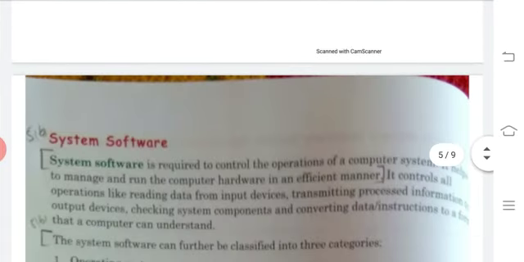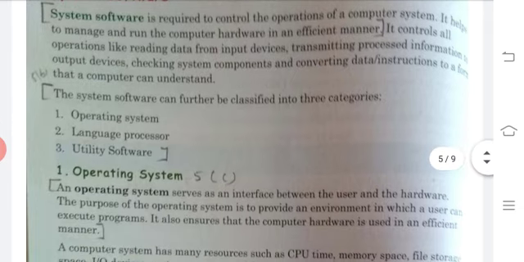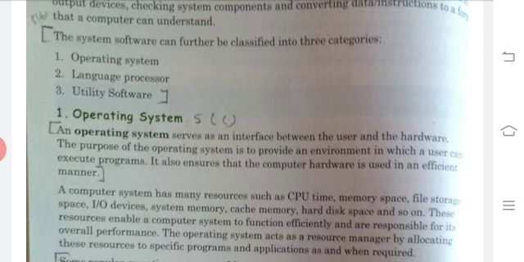So here your answer is system software. B, system software is required to control the operation of a computer system. It helps to manage and run the computer hardware in an efficient manner. After that you can write the system software can be further classified into 3 categories: operating system, language processor and utility software. That's all. Okay. C number.